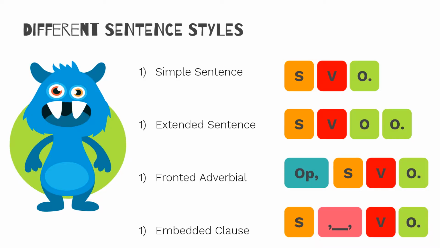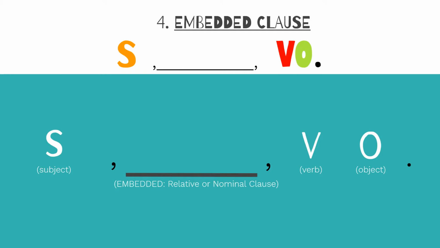Here are the different sentence styles, and today we will focus on how to write a sentence with an embedded clause. As you can see, there's a gap between our subject and verb, where we embed a relative or nominal clause between the commas. Keep on watching to know why.